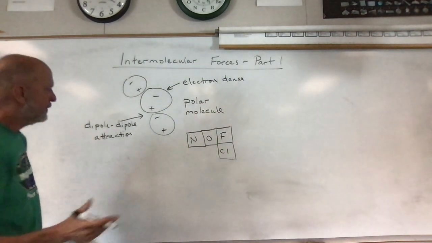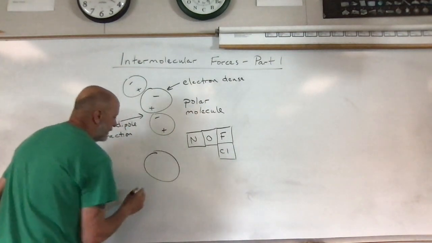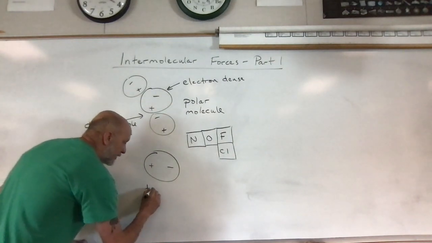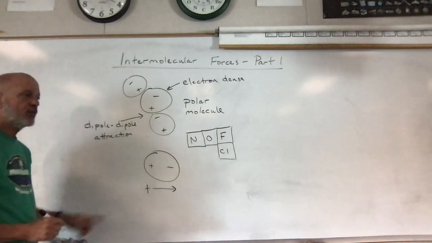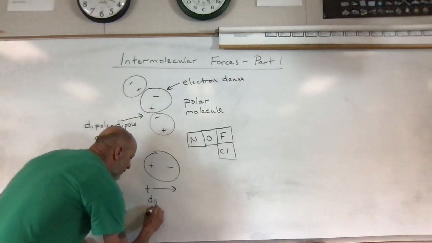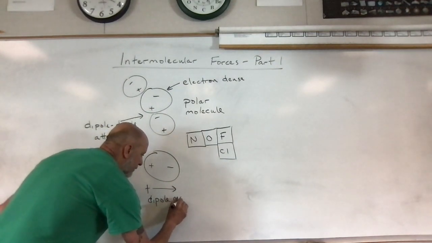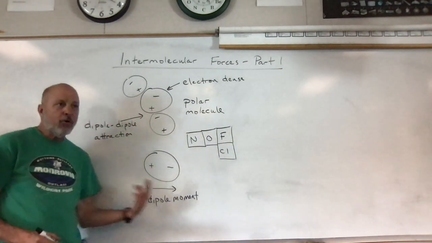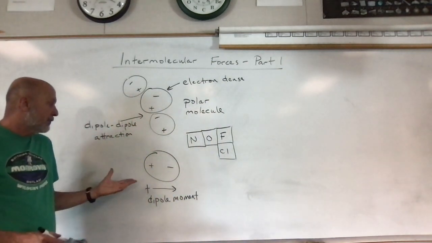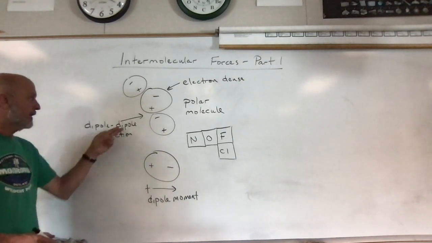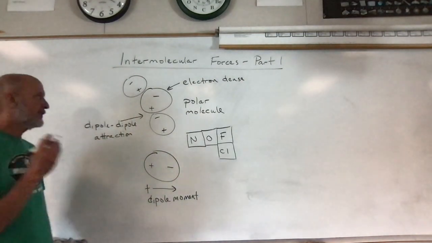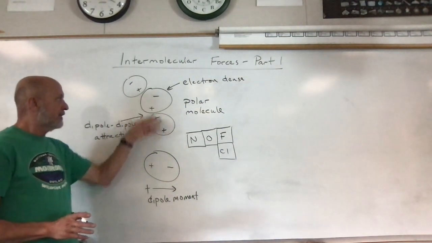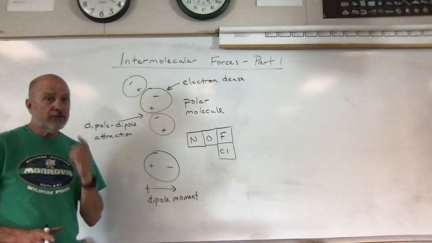Why dipole? It has to do with this. In a polar molecule, the degree of polarity, or the amount of polarity, we call the dipole moment. It's a measure. How polar is it? Is it a little bit polar? Is it a lot polar? That's called the dipole moment. Hence we call this attraction the dipole attraction. The attraction depends on how polar the molecule is. Let's look at an example.